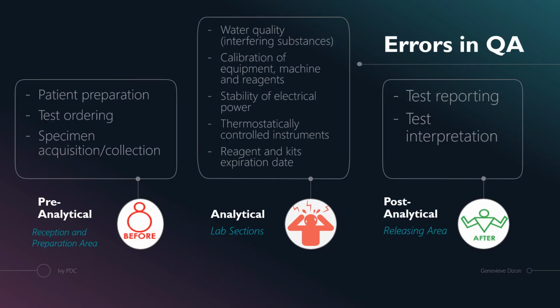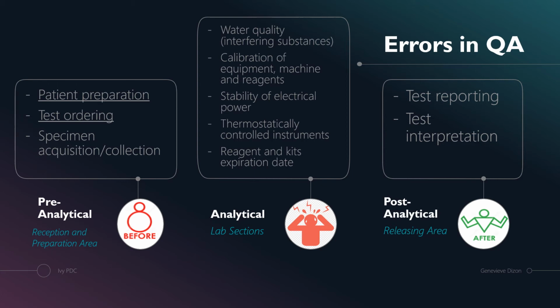Let's now discuss the different errors that may be detected in quality assurance. Let's start with the pre-analytical phase. The first one has already been discussed earlier, which is patient preparation. So let's proceed to the second one, which is test ordering. An example under test ordering would be the lab requests. So these are the written laboratory requests given by the doctor to the laboratory, so we know what to test for. The problem here happens when the request given to the lab is handwritten.